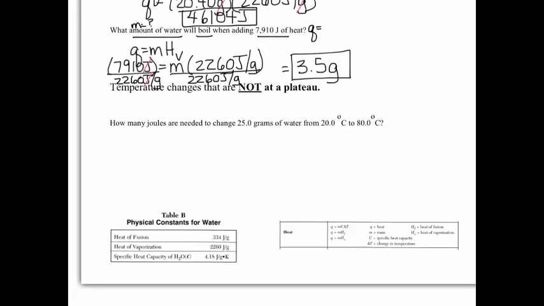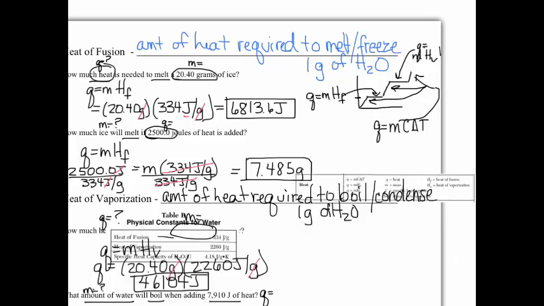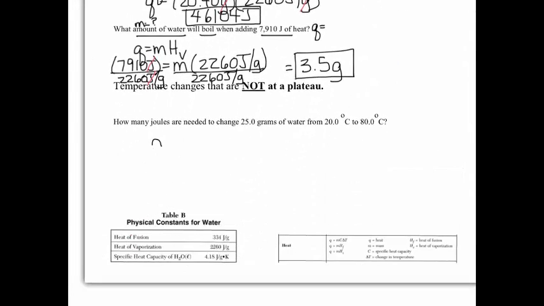This last question is a question dealing with temperature actually changing, which you can see from the question. It's going from 20 to 80 degrees Celsius. So if we were to go back and look at our little graph here, that would be in this region of the graph, which means we're going to use this equation. Anytime you have a temperature change, you're going to use that equation. So the equation we'll use is Q is equal to MC delta T.